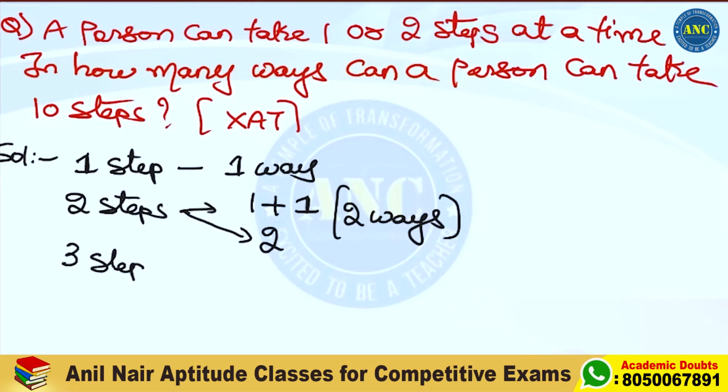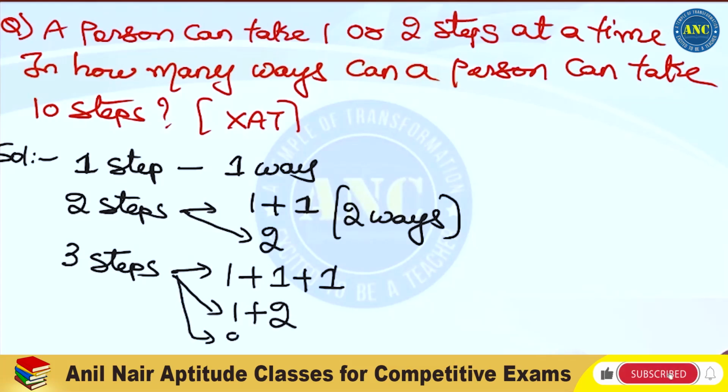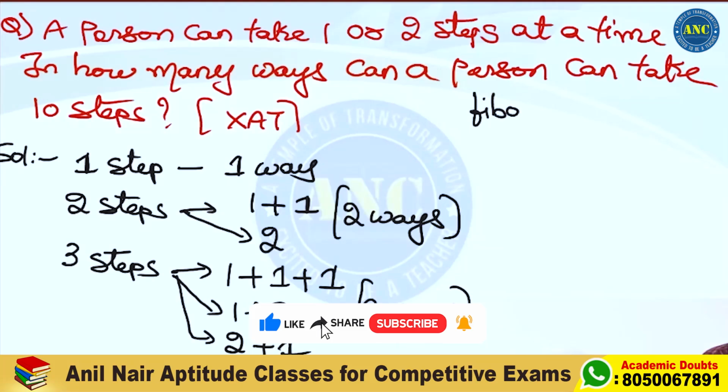Two ways you got. If he is taking three steps, by using one step, 1 plus 1 plus 1. By using 1 and 2, 1 plus 2, or he can also take 2 plus 1. He can first take one step, then two steps, or first two steps, then one step. This is three ways. Now if you observe beautifully, this is nothing but an application of a Fibonacci series.